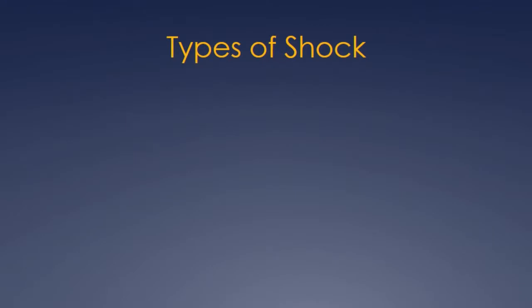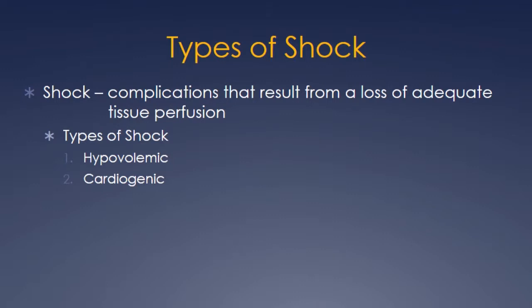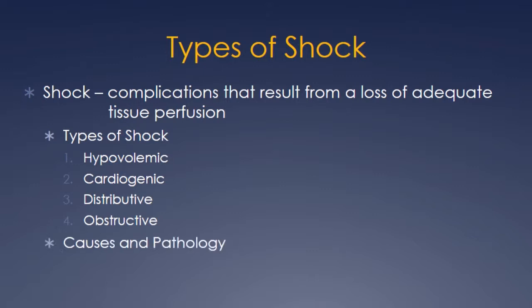Now let's talk about some different types of shock. A definition for shock can be complications that result from a loss of adequate tissue perfusion. There are 4 different types of shock that we will discuss. The first is hypovolemic. The second is cardiogenic. Third, distributive. Fourth, obstructive. And we will look at causes and pathology behind these different types of shock.